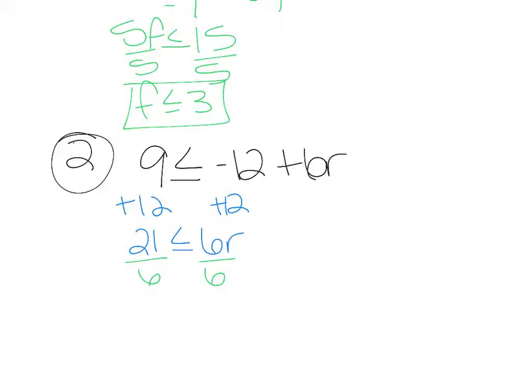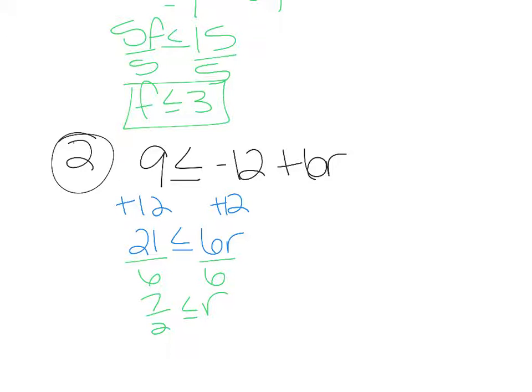Now it's not going to go in evenly, so we definitely need to simplify. I could divide out a 3 from both of those, and I'd get 7 halves. You can either leave it as 7 halves, change it to a mixed number, change it to a decimal, or just leave it as 7 halves.